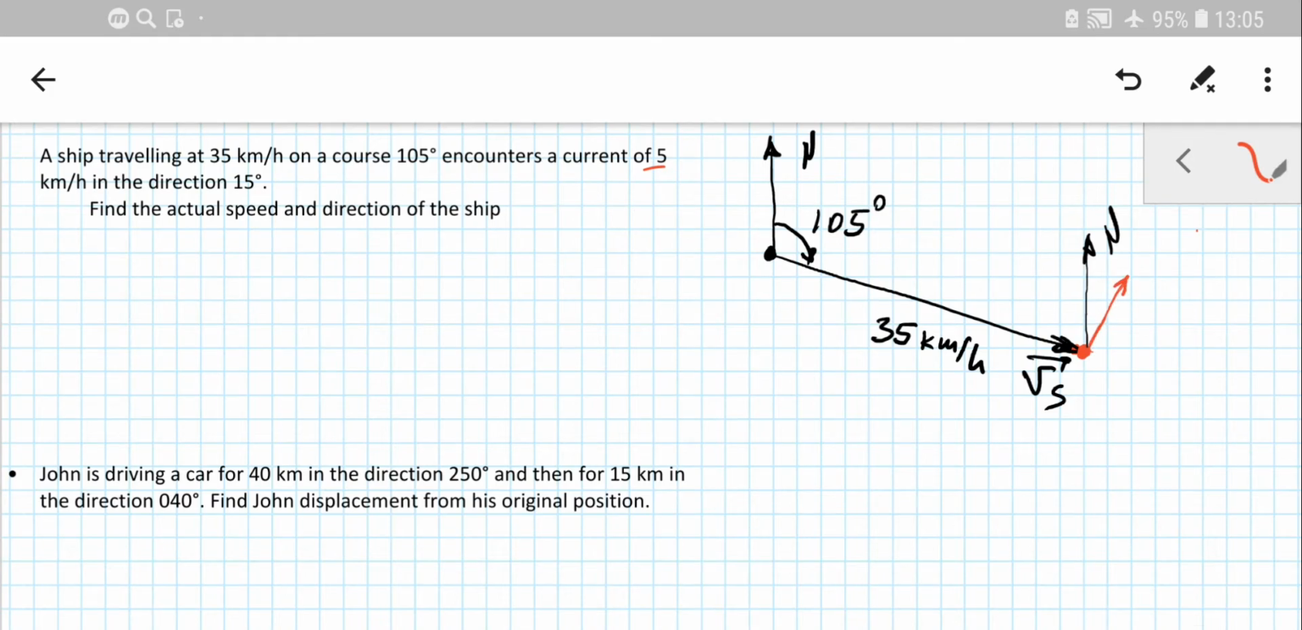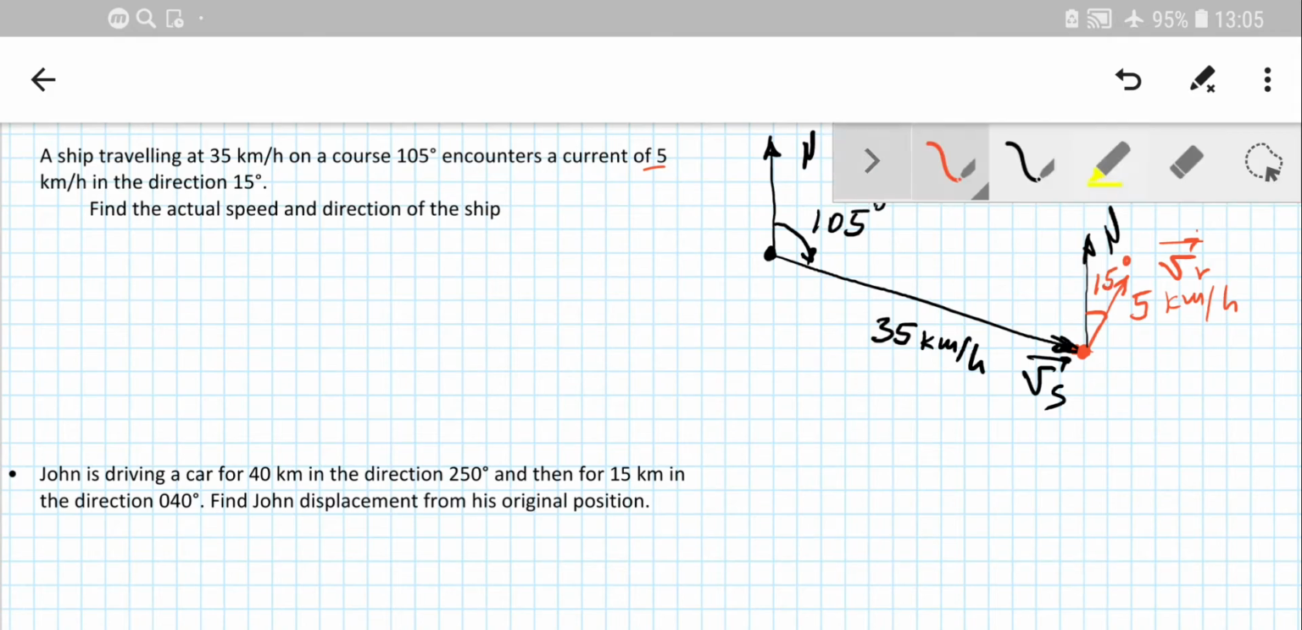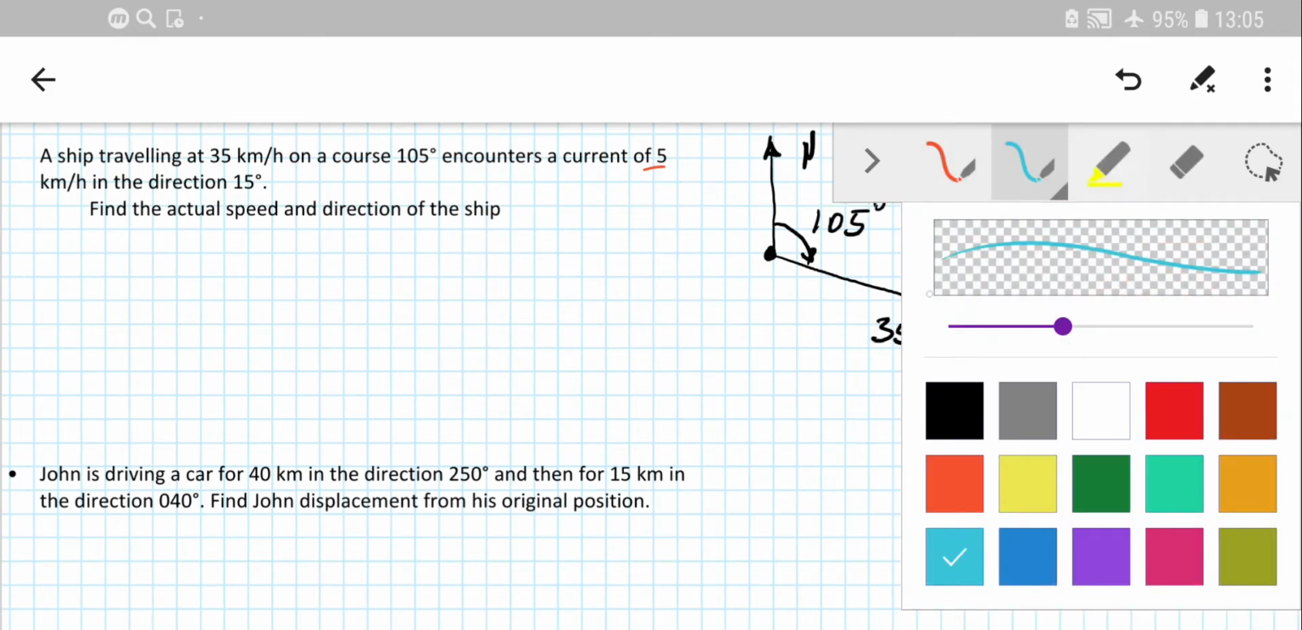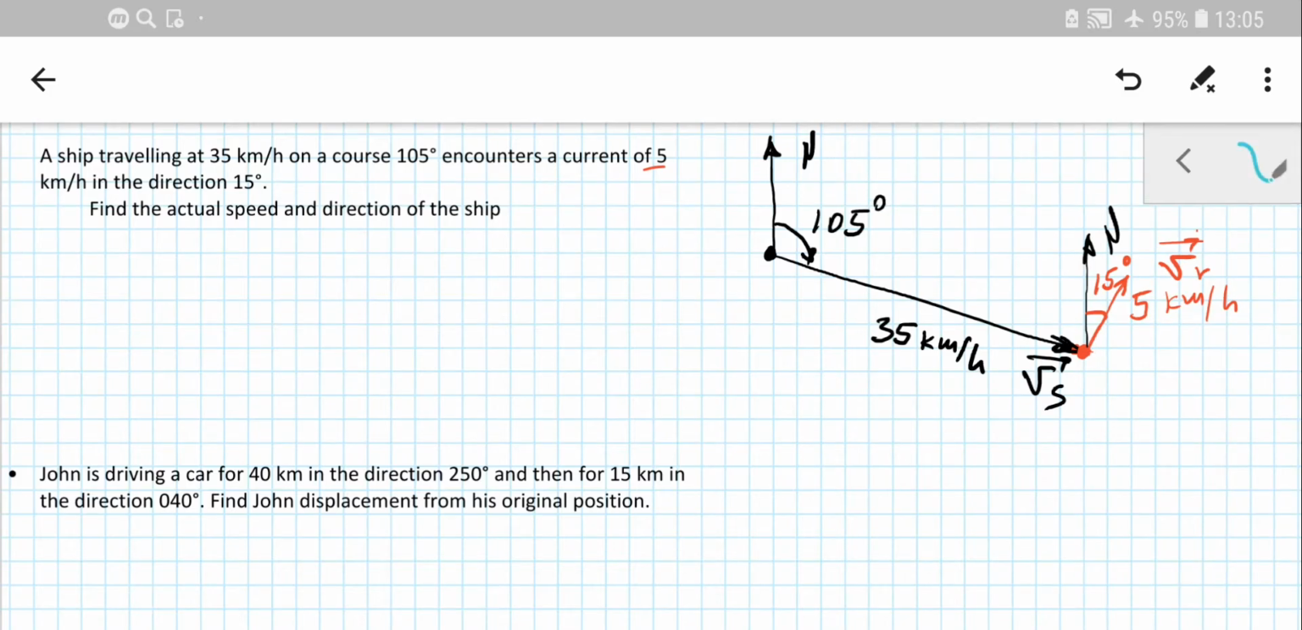Okay, so this is the vector 5, and that stands for the river, 5 kilometers per hour, and that's the vector for the river flow. So 15 degrees here. All right, how to determine the resultant velocity? You need to start with the very start of the first vector and end at the end of the last vector. In this case we have 2, so we simply use the triangle rule. So we are going to connect those 2 points.